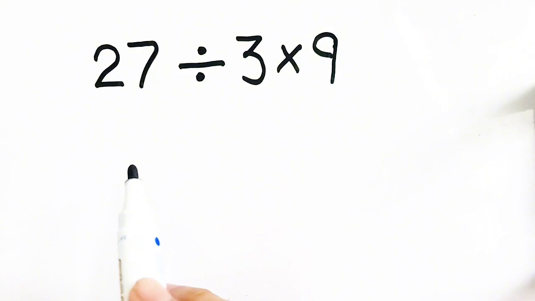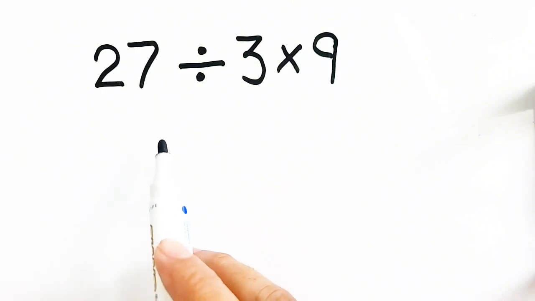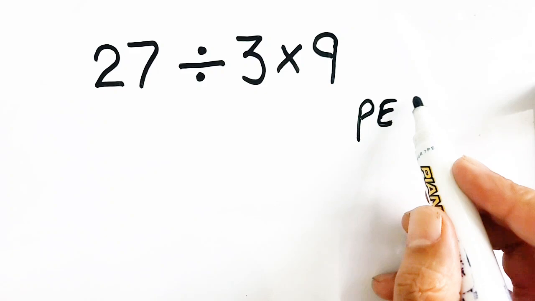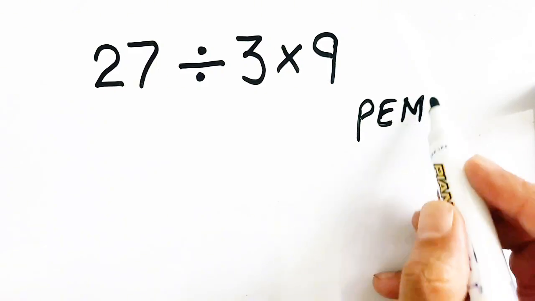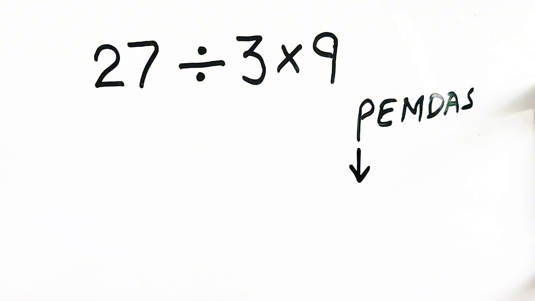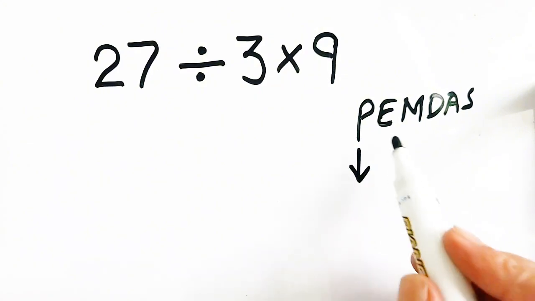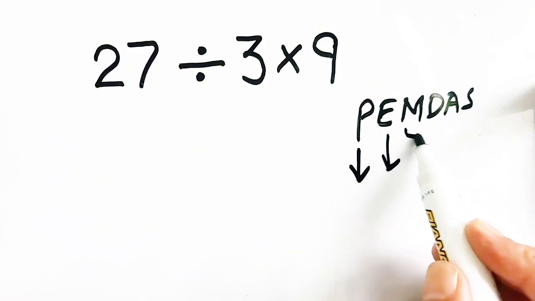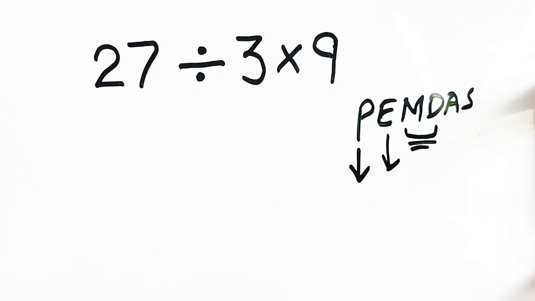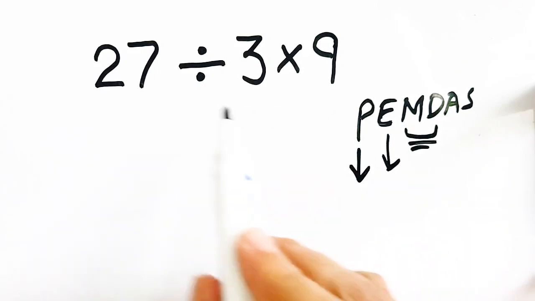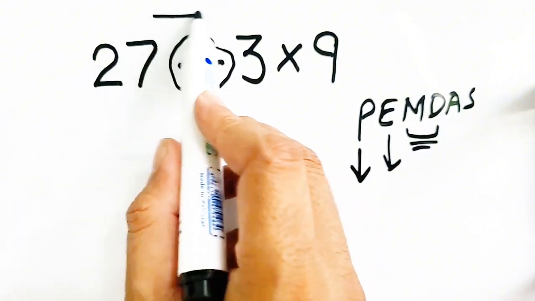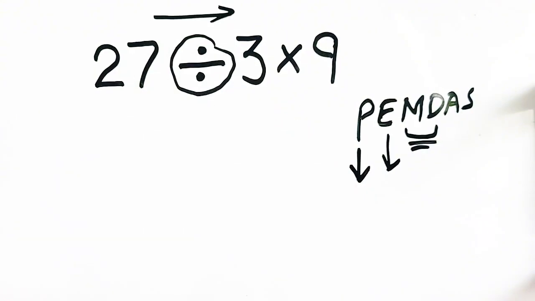Actually, this question can be carried out by PEMDAS principle. PEMDAS says that first of all we have to solve parentheses, then exponent, then multiplication and division both have same priority. But first of all we have to solve division because we have to move from left to right.